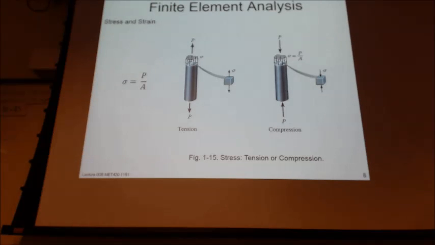So stress and strain, P over A, that's tattooed on everybody's brain, right? So here we're talking about normal stress. Normal is going to be perpendicular to the cross-sectional area, and we're making a few assumptions when we're dealing with normal stress. Anybody remember what those might be?